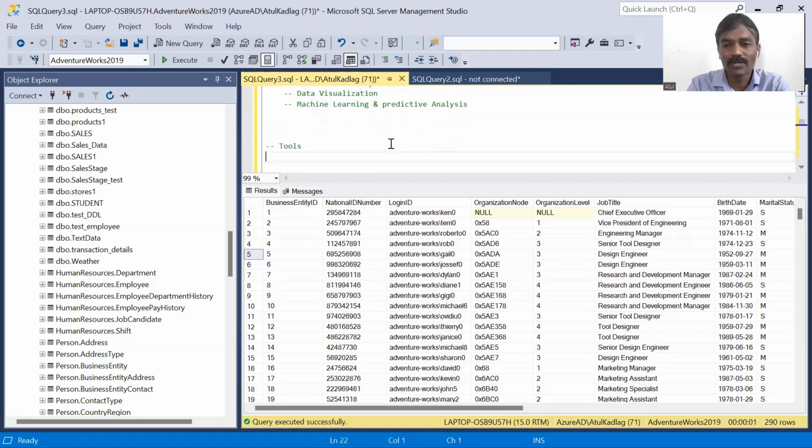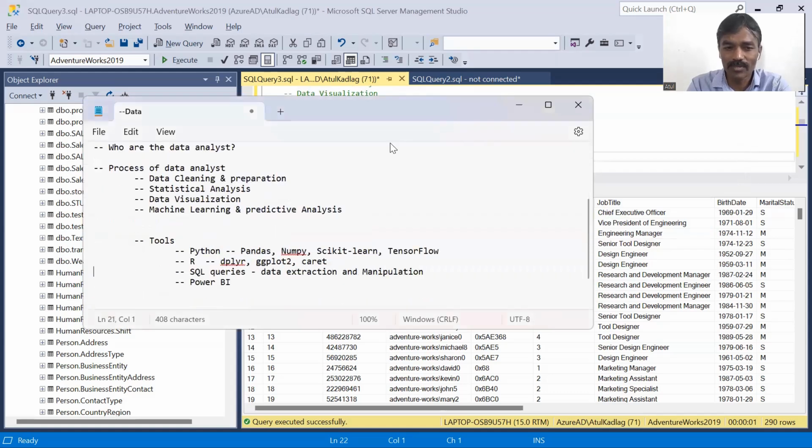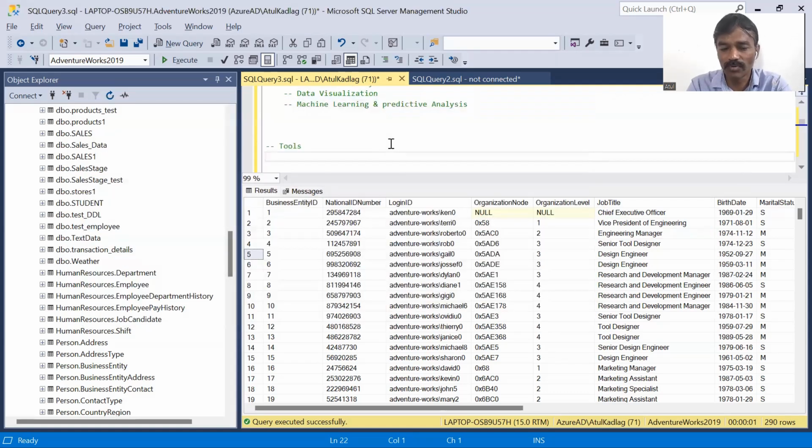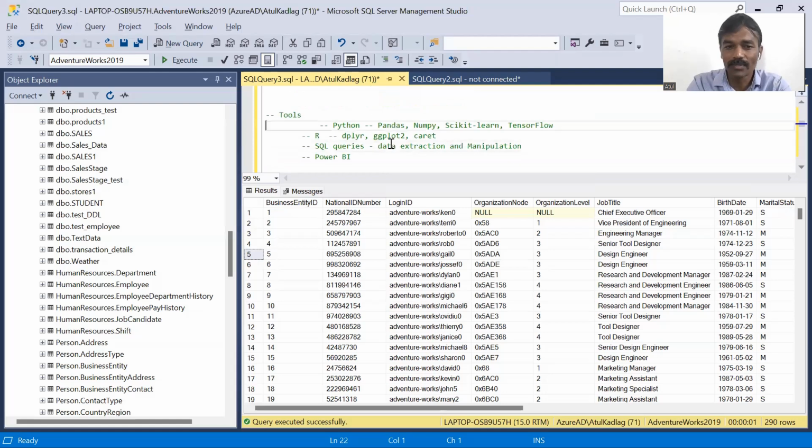Now, the next thing: what are the tools available in the market for this, or what do you need to learn as a part of this? First is Python, which is very popular and widely used for many systems, and it has the pandas, numpy, scikit-learn, and TensorFlow libraries. Python is useful in many technologies like web development, artificial intelligence, and data science as well. For data analyst work, pandas, numpy, and scikit-learn are the libraries we can learn.